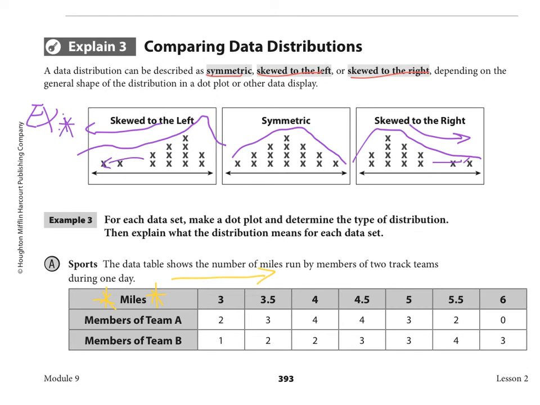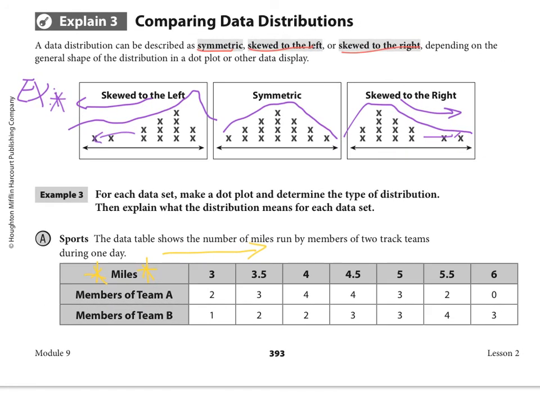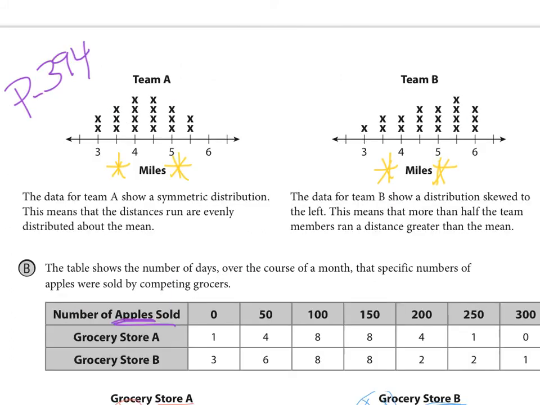And then let's take a look at example A. For each data set, make a data plot and determine the type of distribution, then explain why. So here it's important to note that they're using a measurement of miles, and that's what I'm going to name my dot plot or my line plot. And we'll pick that back up on page 394.